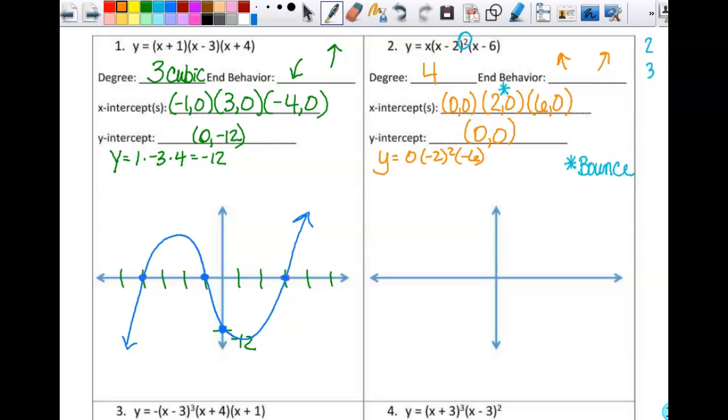Okay. All right. So I'm going out to 6. So I got to make sure I have at least 6 hash marks on here. So 1, 2, 3, 4, 5, 6. And 0, 0 is my y-intercept, so I don't have to do anything on my y-axis here. I've got 3 points I'm going to plot: 0, 0, 2, 0, and 6, 0.